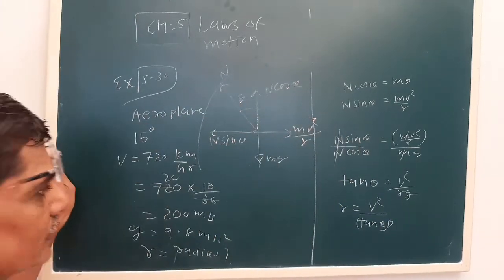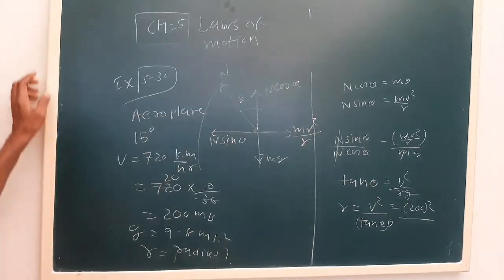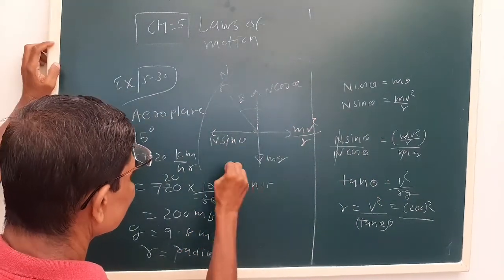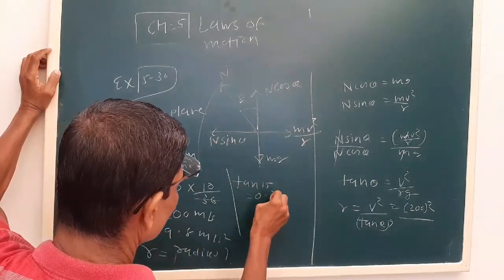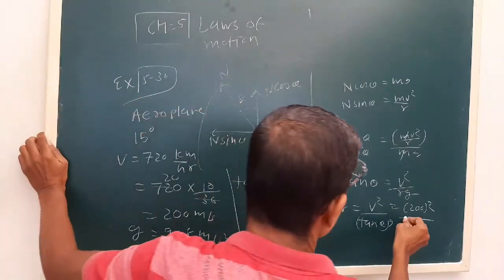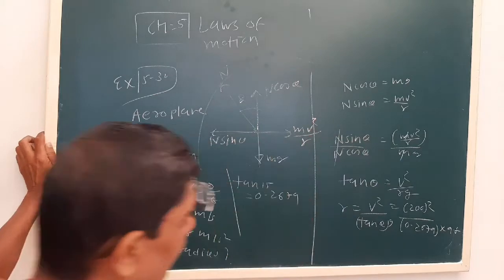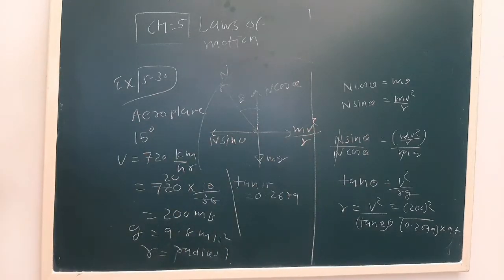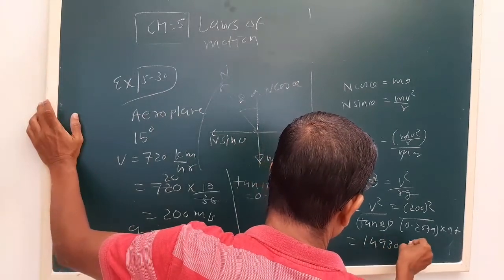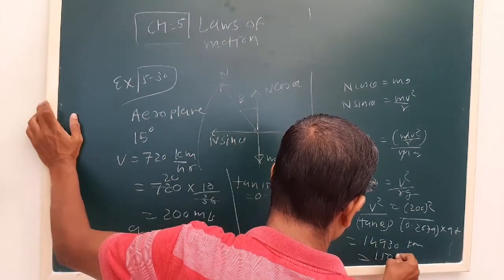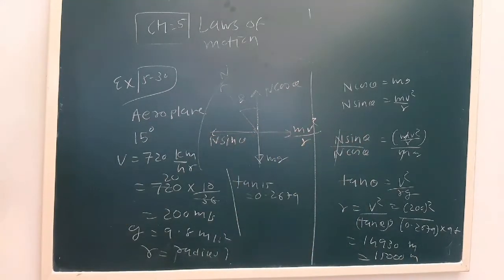Now v is given as 200, and tan 15 you can see from the table of tangents is generally 0.2679. If you solve for the radius, the answer will be roughly 15,000 to 16,000 meters. So this is how we can solve it.